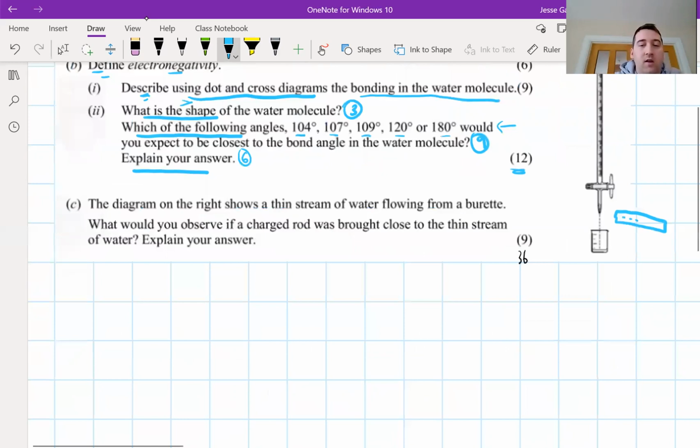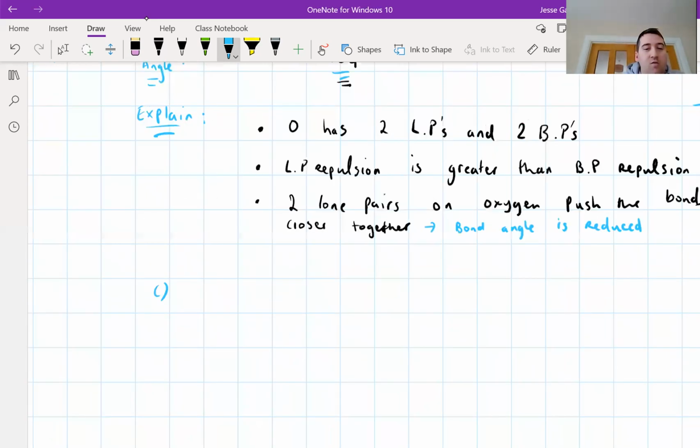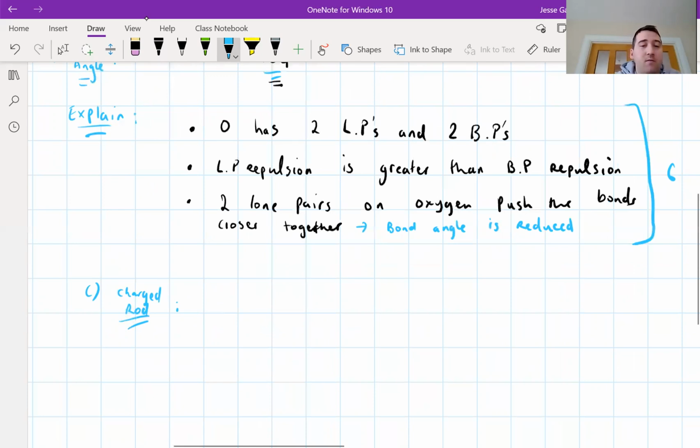Okay, so this is part C, the charged rod. So the charged rod experiment, what would we expect to see, and explain why? So if you wanted to, you could draw a diagram of it, no problem, or you could just explain. Pause the video and do this now.